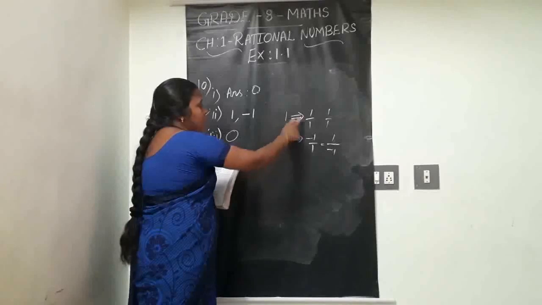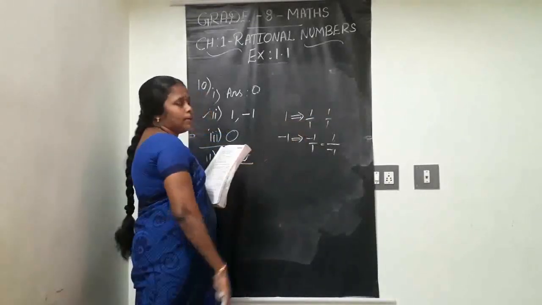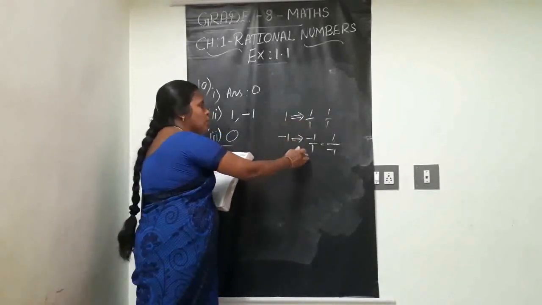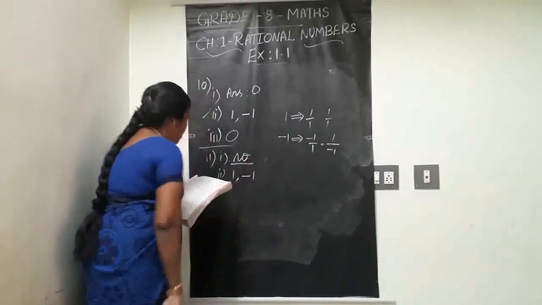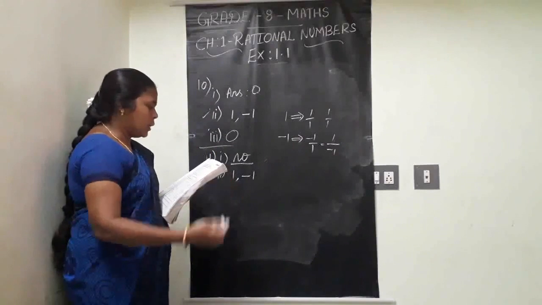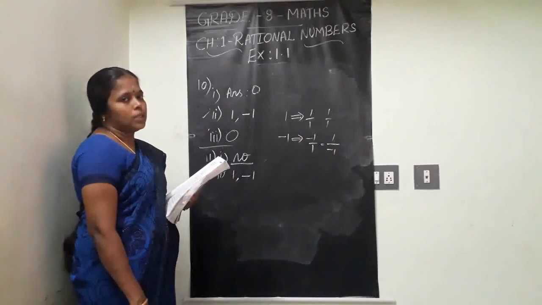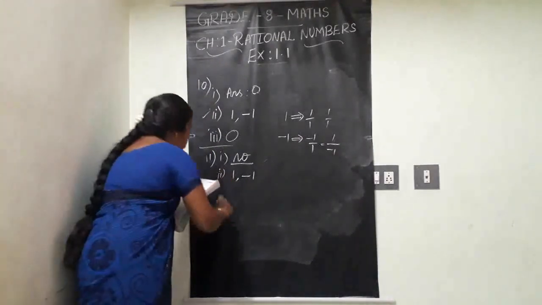For 1, the reciprocal is the same, 1 only. For minus 1 also, the reciprocal is the same. So which two numbers are equal to their own reciprocals? 1 and minus 1 only.